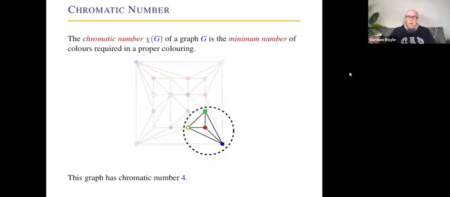Then the chromatic number of a graph is just the minimum number of colors you need in order to make one of these proper colorings. And for the graph of the previous slide, we can see outlined here 4 vertices, each of which is adjacent to all of the other 3. And so this little portion of the graph tells us that we need at least 4 colors, and the coloring that I showed you on the previous slide shows that you can do it with 4 colors. And so the graph has chromatic number 4.